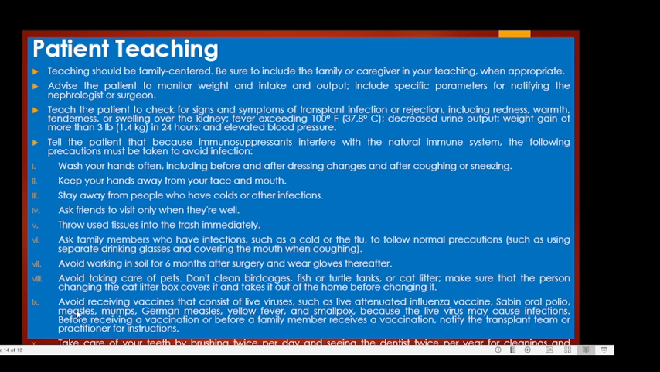Great. You avoid receiving vaccines that consist of live viruses, such as live attenuated influenza vaccine, the Sabin oral polio, measles, mumps, German measles, yellow fever, and smallpox. Because the live virus may cause infections, okay? So before receiving a vaccination or before a family member receives a vaccination, you need to notify the transplant team and the practitioner for the instruction so that you are not infected.